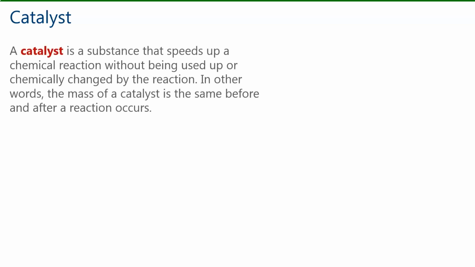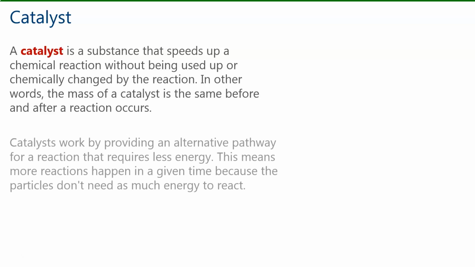Next, let's look at the effect of a catalyst on reaction rate. A catalyst is a substance that speeds up a chemical reaction without being used up or chemically changed by the reaction. In other words, the mass of a catalyst is the same before and after a reaction occurs. Catalysts work by providing an alternate pathway for a reaction that requires less energy. This means more reactions happen in a given time because the particles don't need as much energy to react.